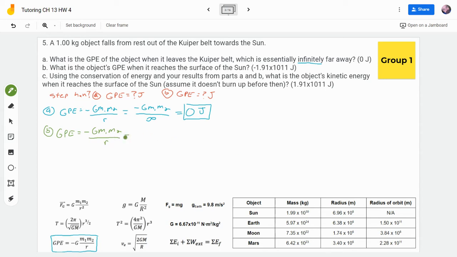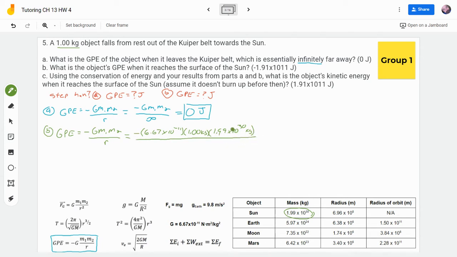Okay. This time R is not going to be infinity. We actually have to put in the numbers and do the math here. So what do we have? Minus big G, 6.67 times 10 to the minus 11th. M1 is the mass of the thing, 1 kilogram. M2 is the other mass. The other mass is the sun. The sun has this mass, 1.99 times 10 to the 30th kilograms. All of this divided by R.